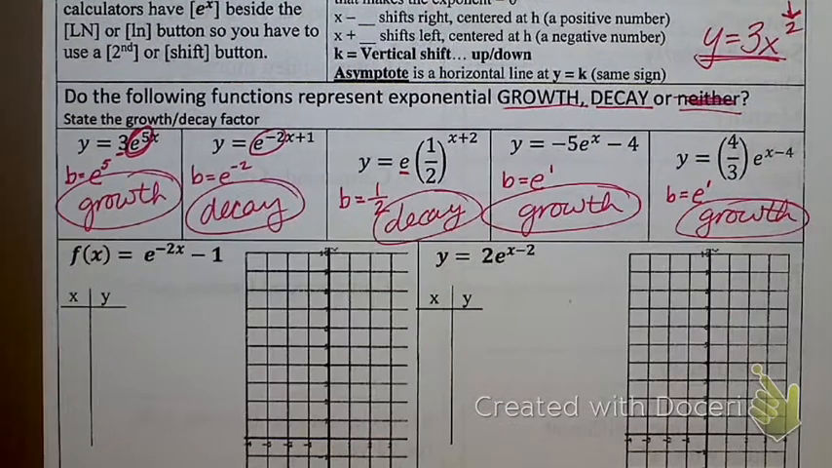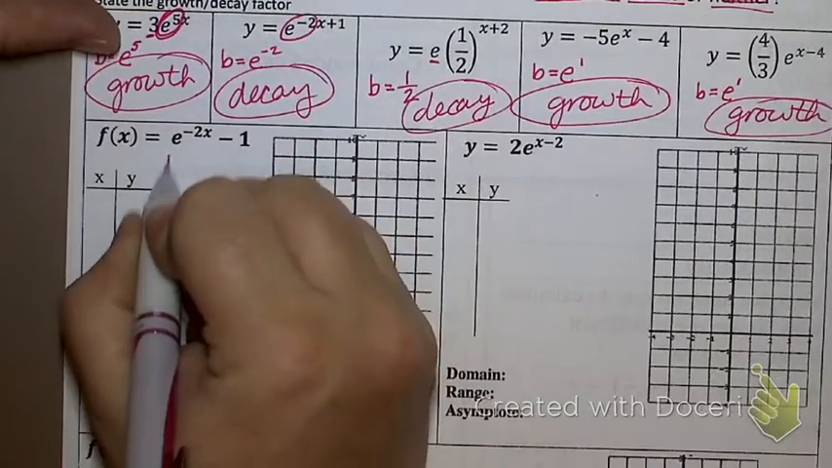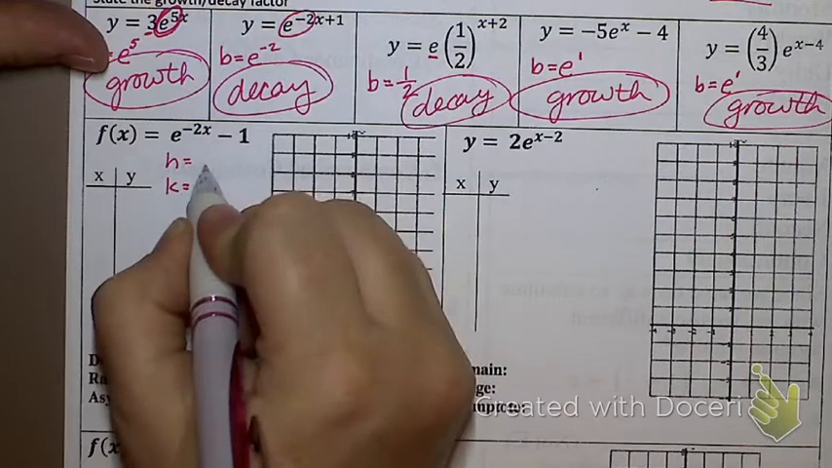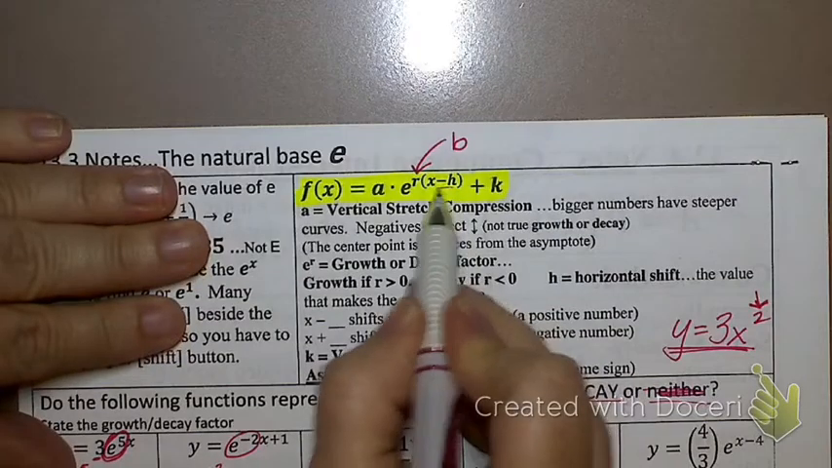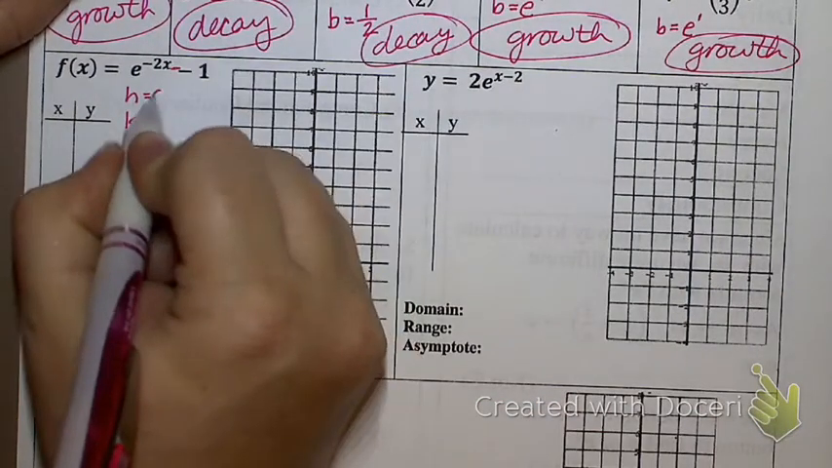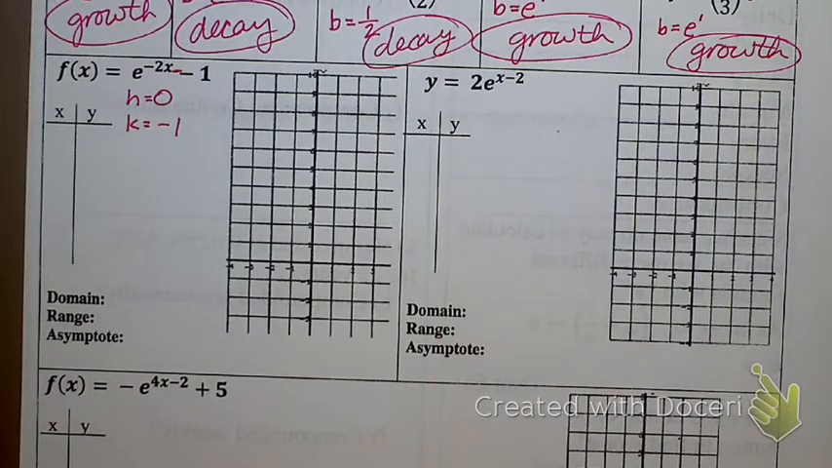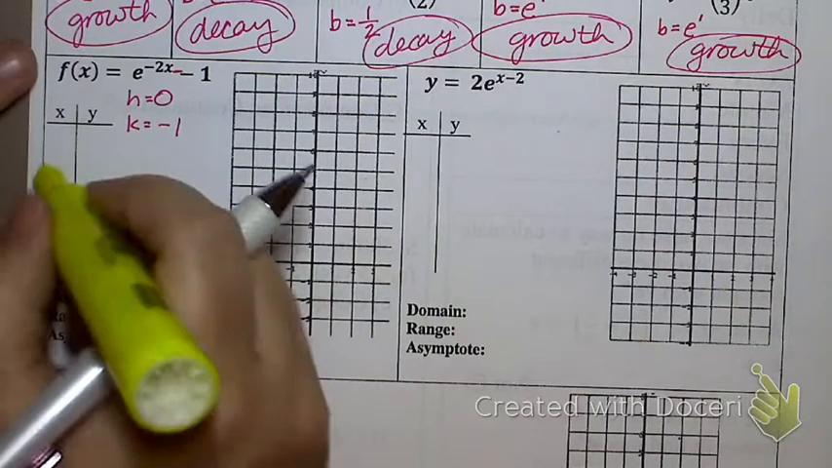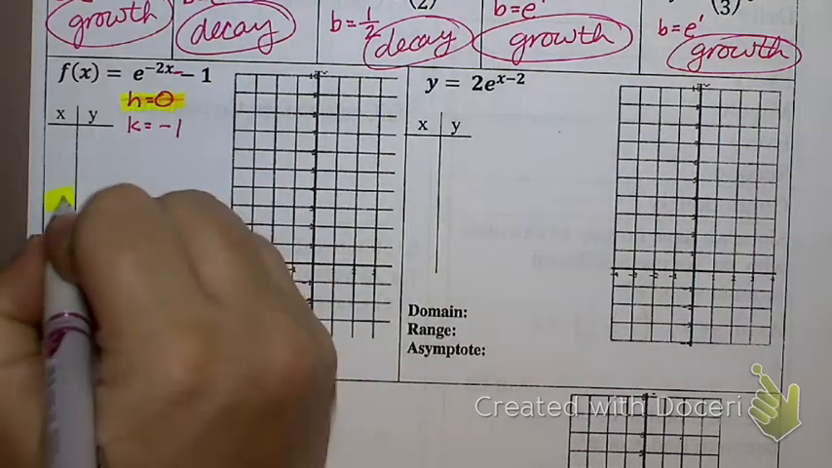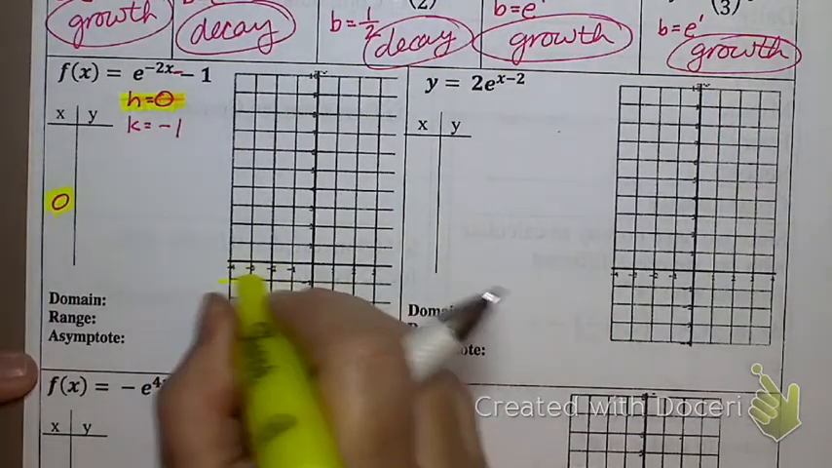All right, so let's go to the graphing. The first thing I want to identify is H and K. What is H for this problem? Notice H is out here with the X. Is there anything out there? So H is 0. What is K? -1. Which one goes in the middle of my X column right here? H goes right in the middle of my X column. What does K tell me? My asymptote. Do you see how this is review for tomorrow's quiz?